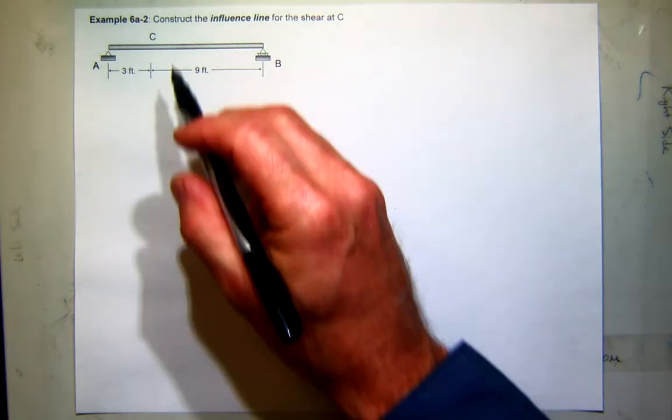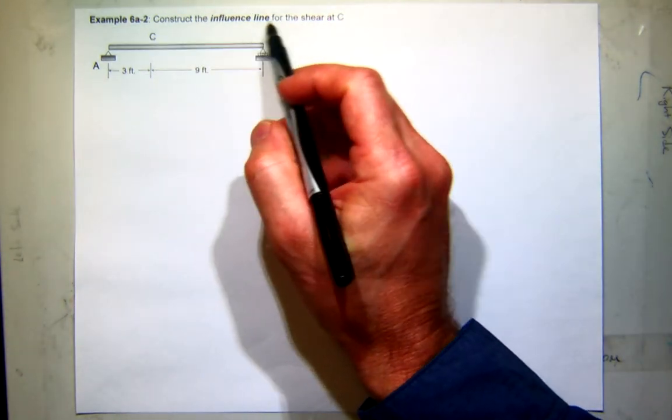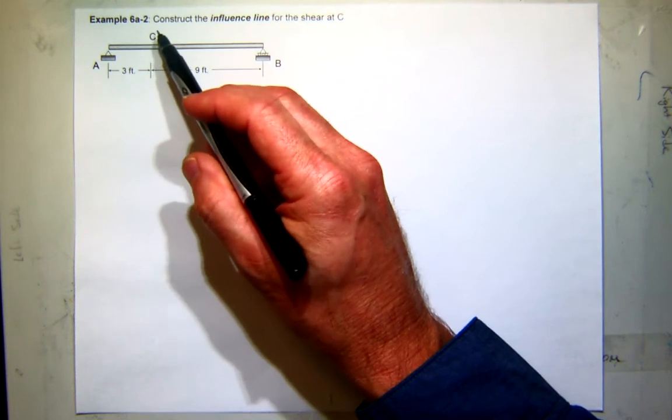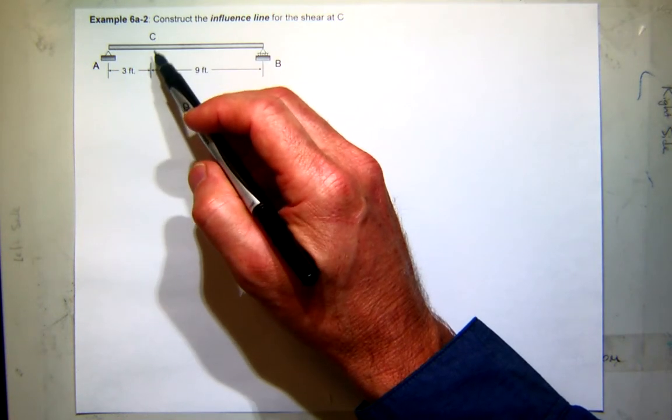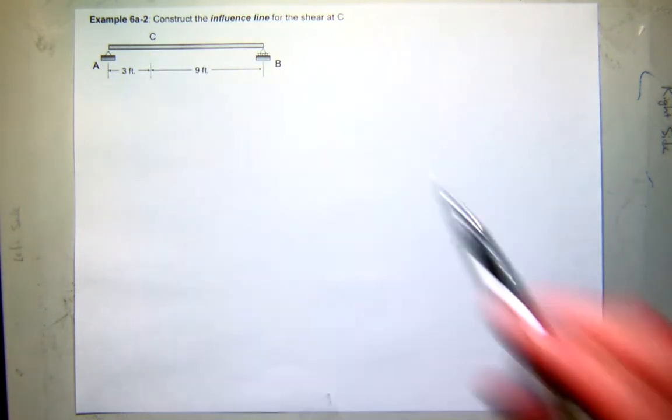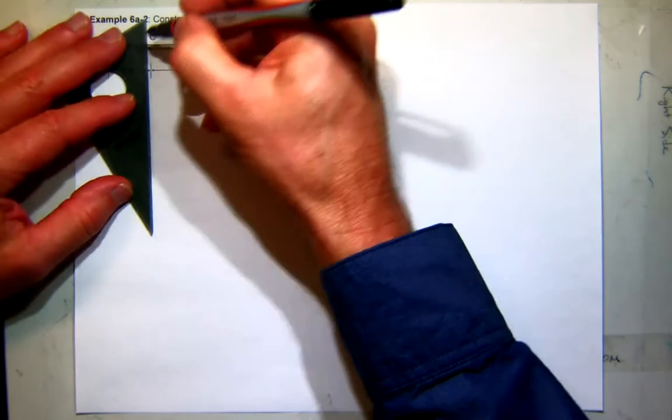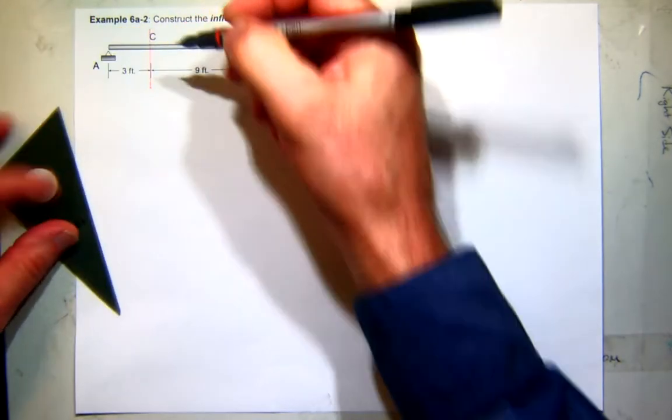Okay, so in this problem, we're constructing the influence line for the shear at C, and that C is right here in the center. So let's imagine that I'm making some cut here at C.